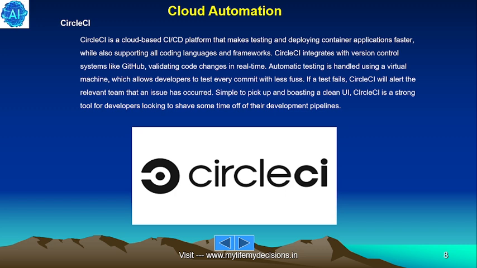Automated testing is handled using a virtual machine, which allows developers to test every commit with less fuss. If a test fails, CircleCI will alert the relevant team that an issue has occurred. Simple to pick up and boasting a clean UI, CircleCI is a strong tool for developers looking to shave some time off their development pipelines.